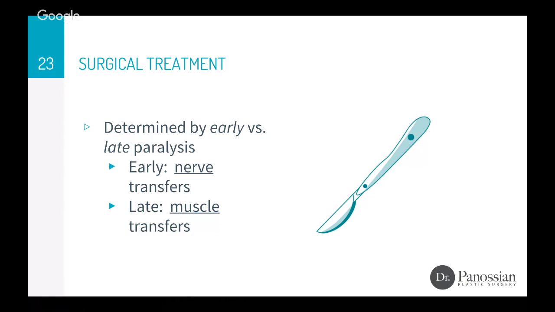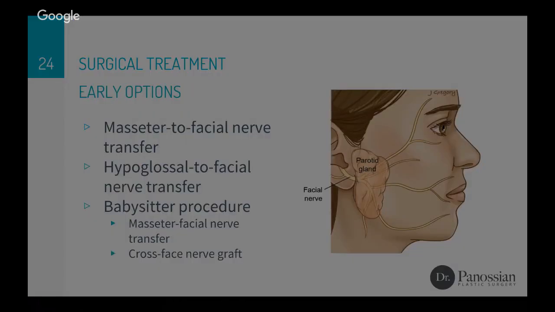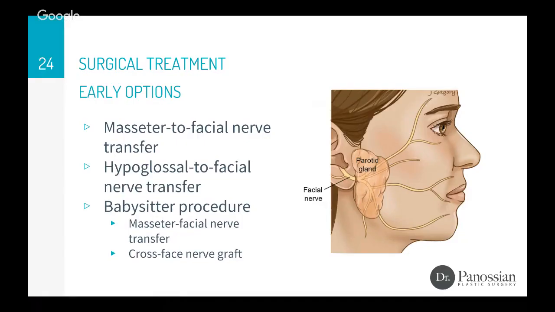So after we've determined what type of paralysis we have, whether it's an early phase variant or a late phase, we then can decide in a general way that we either need to go the way of nerve transfers or the way of muscle transfers. So these are early options that are possible and have been written about in the scientific literature.